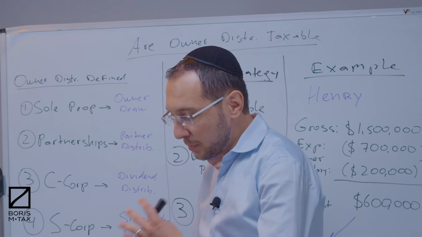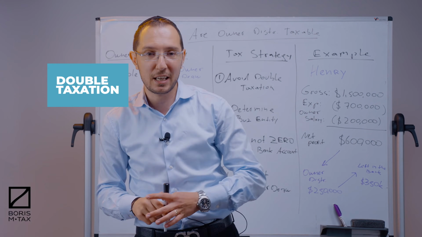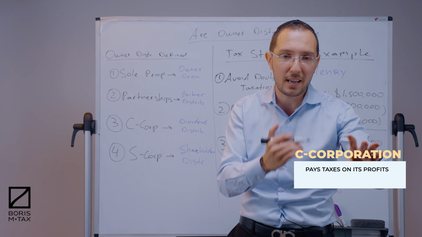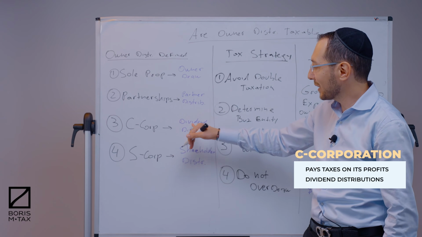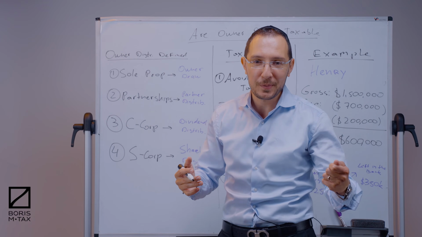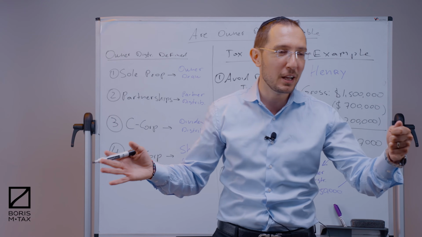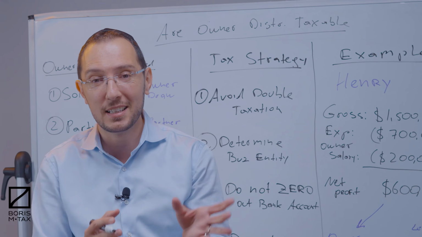C corporations are a little bit different, on the other hand. With C corporations, you've got what's called double taxation. A C corporation pays taxes on its profits, but at the same time, they have what's called dividend distributions. Think about owning Apple stock, right? When you own Apple stock, it gives you dividends. That is a dividend distribution. You pay tax on that again.